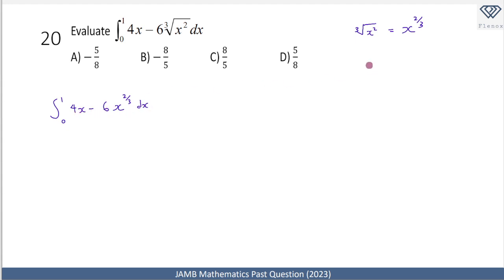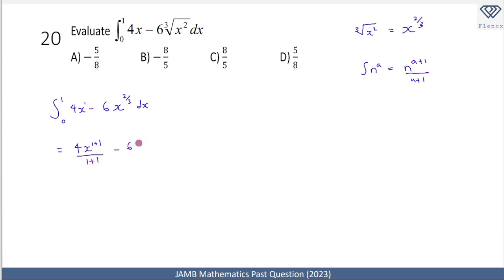Now remember, if I want to integrate a number n raised to the power of a, it's just going to be n raised to the power a plus 1. I'm going to add 1 to the exponent and divide by the exponent a plus 1. So applying that logic, integrating 4x, that is 4 times x, which is the same as x to the power of 1. So that becomes x to the power of 1 plus 1 over 1 plus 1. Then I have minus 6.